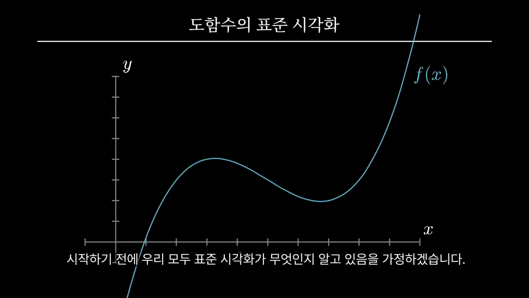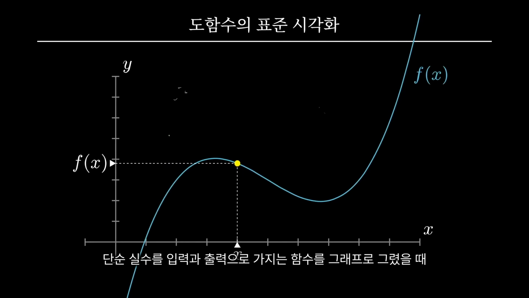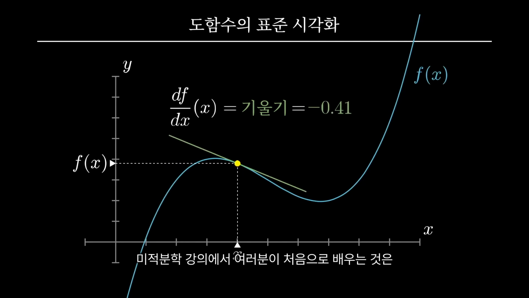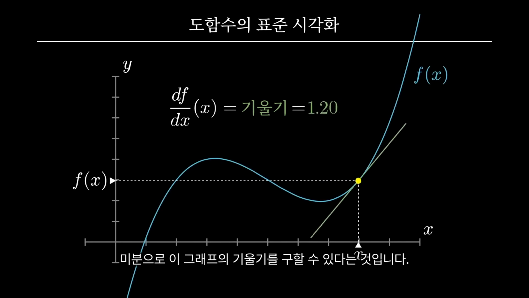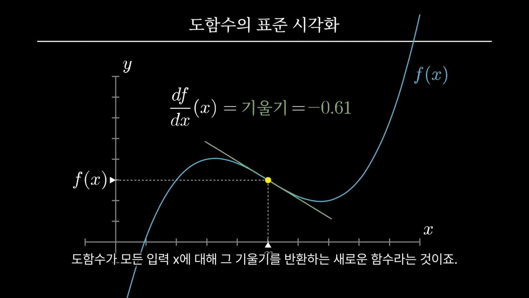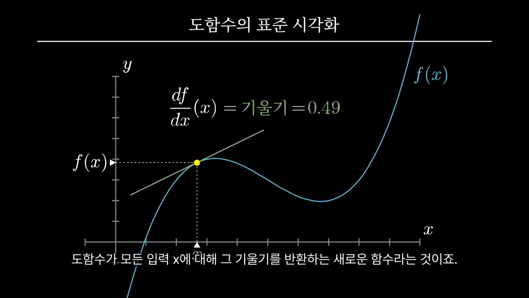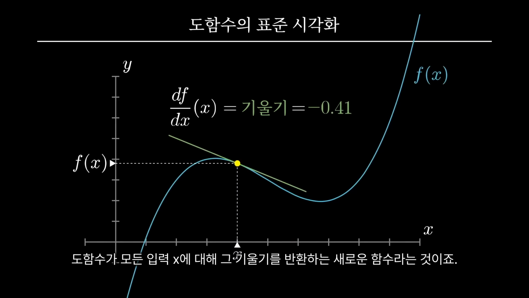But first off, I just want to make sure that we're all on the same page about what the standard visual is. If you were to graph a function, which simply takes real numbers as inputs and outputs, one of the first things you learn in a calculus course is that the derivative gives you the slope of this graph. Where what we mean by that is that the derivative of the function is a new function, which for every input x returns that slope.